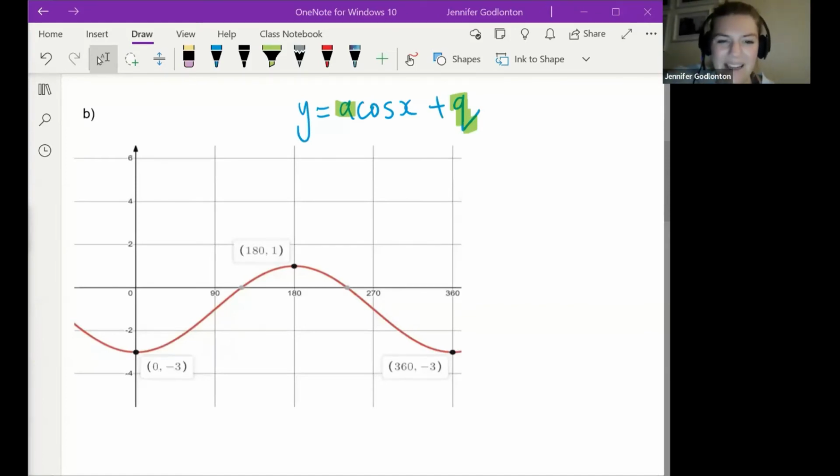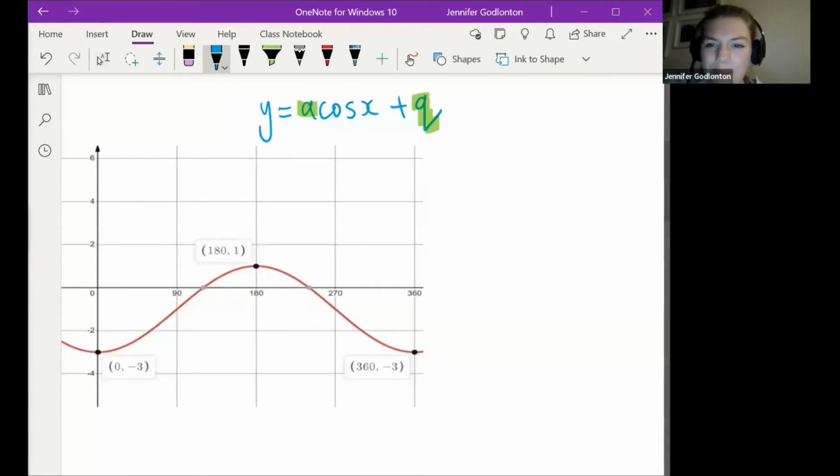Let's start by finding A. For A, the first thing that we had to do is say, are we starting at our max or are we starting at our min? I think people forgot about that step. Are we starting at our maximum or at our minimum here? It's a min, okay? And if we're starting at our min, that means that A is going to be negative. So that's the first thing we need to take from this. Yeah, that was the first trick.